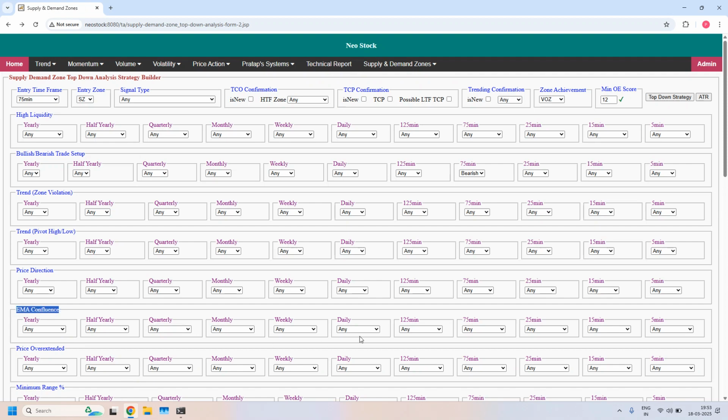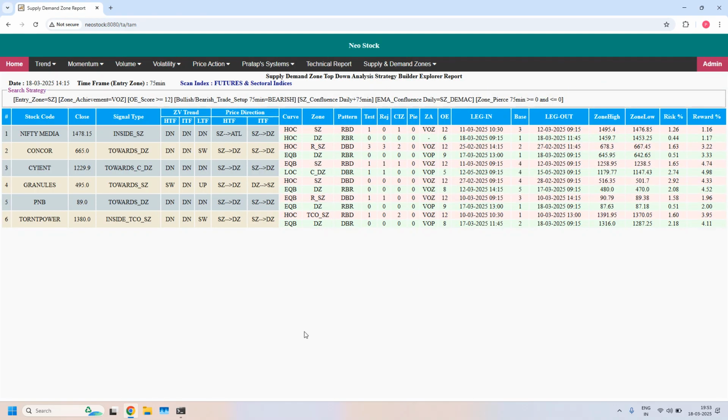In the EMA confluence at daily time frame, I'm setting the filter. Daily supply zone is having daily EMA confluence and trend is down because it is a downtrend. Bearish trade setup is a downtrend. Okay, we got 6 stocks. On all these 6 stocks, these 75-minute supply zones are overlapped with daily supply zone, and that daily supply zone is having daily EMA confluence. So these 6 stocks might be having even more high probability to get the success.